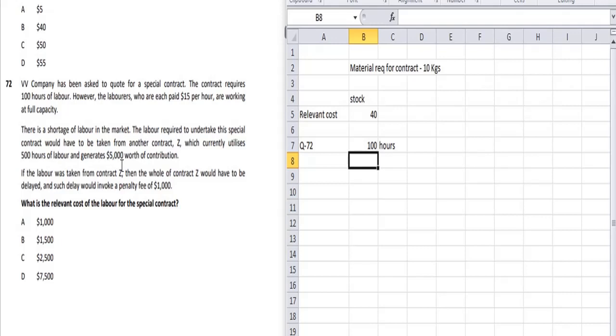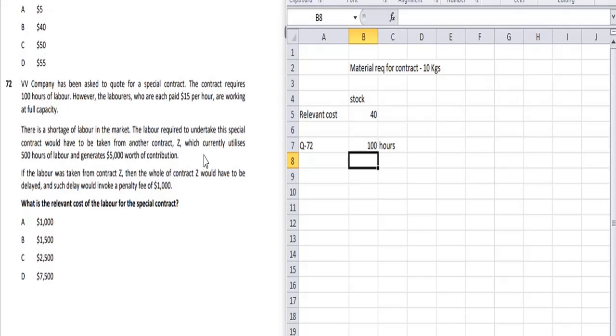It means there is a shortage of labor in the market, and if we use the existing labor, which is working at full capacity on the other contract called Jet, which requires 500 hours of labor and generates 5000 worth of contribution. And if the labor was taken from the contract Jet, then the whole contract Jet would have to be delayed, and such delay would invoke a penalty of 1000. What is the relevant cost of the labor for the special contract?